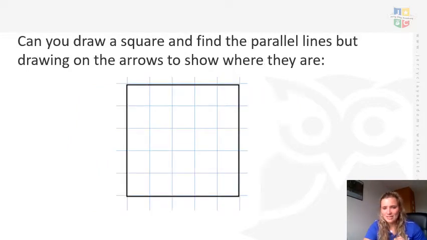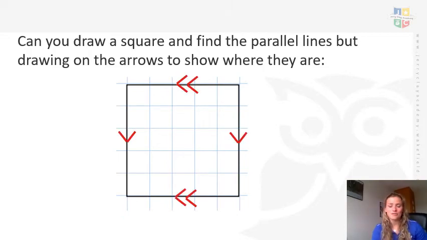So I'd now like you to have a go at drawing a square in your books, and I want you to find the parallel lines. So which lines are parallel, and draw the arrows. Remember, you might need to have some which have got more arrows on than others, but have a look and see if you can get it the same as what I've done.